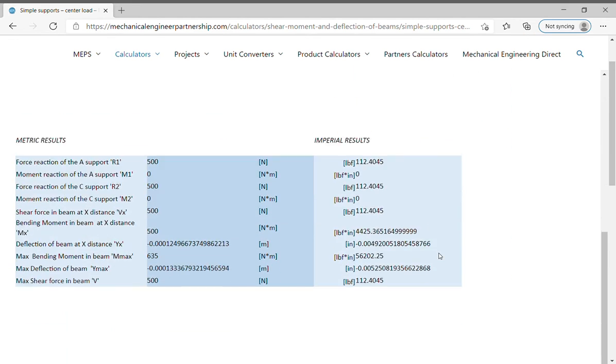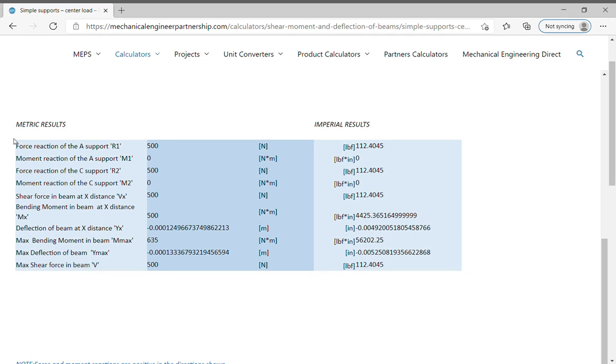The results are: force reaction of the A support R1, moment reaction of the A support M1, force reaction of the C support R2, moment reaction of the C support M2, shear force in beam at x distance Vx, bending moment in beam at x distance Mx, deflection of beam at x distance, maximum bending moment in beam Mmax, maximum deflection of the beam, maximum shear force in beam Vmax. Maximum bending moment in beam and maximum shear force in beam are used in calculation of normal and shear stresses. See the pages with stress calculators.